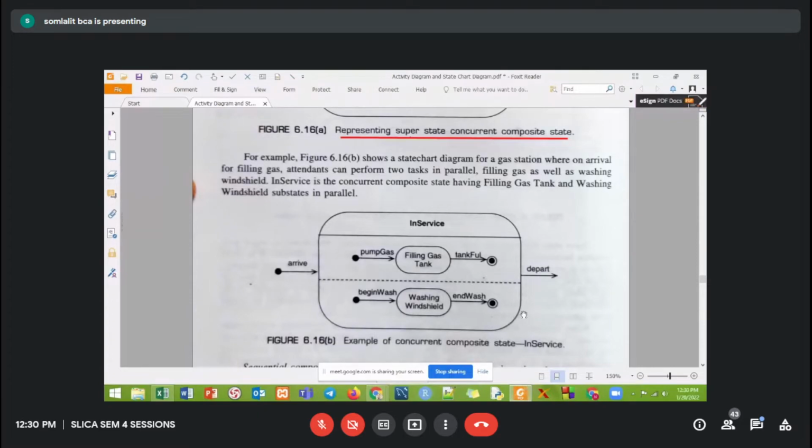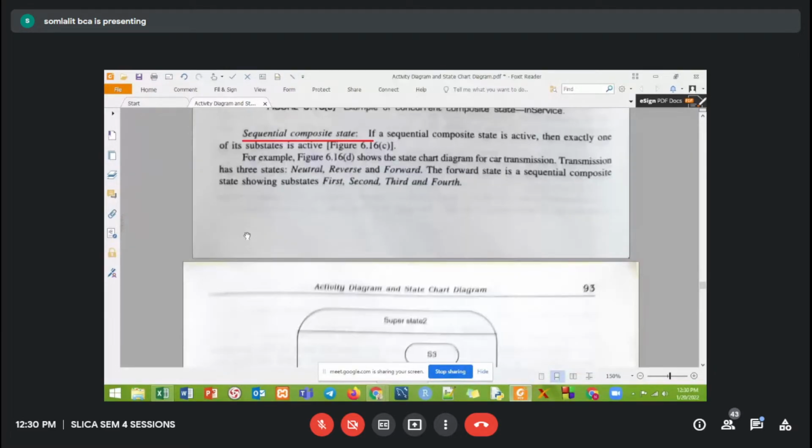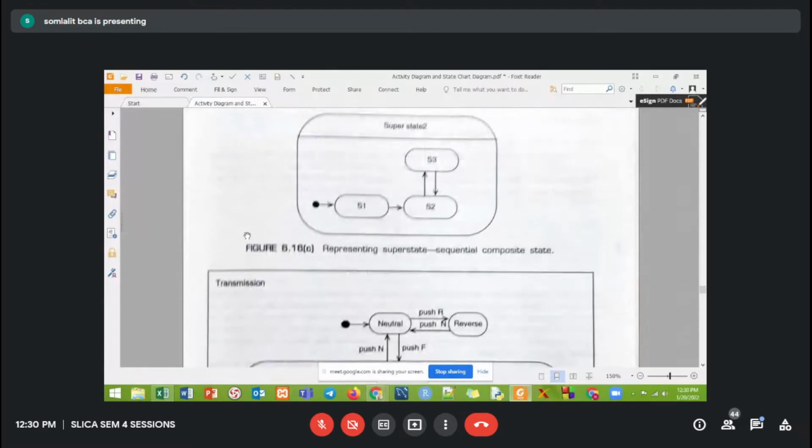Okay, that is concurrent composite state. What about sequential composite states? Now, sequential composite states, they have taken an example of something like this. We have a state, and there is again some sequence that is required to be followed.